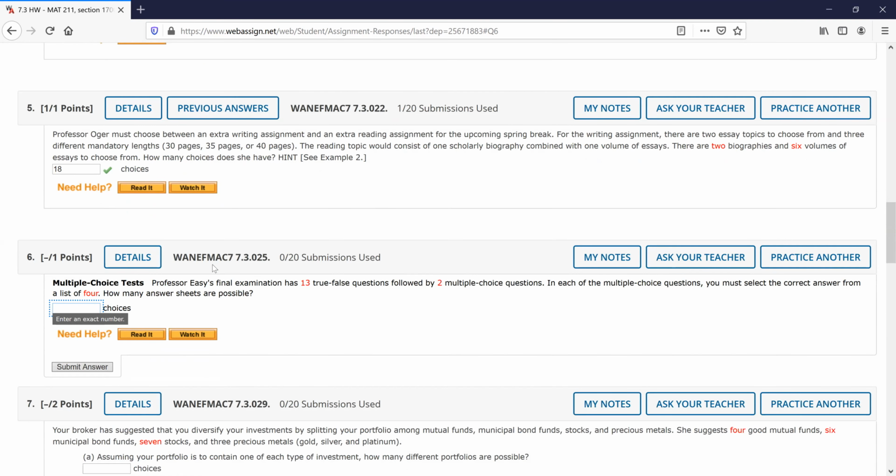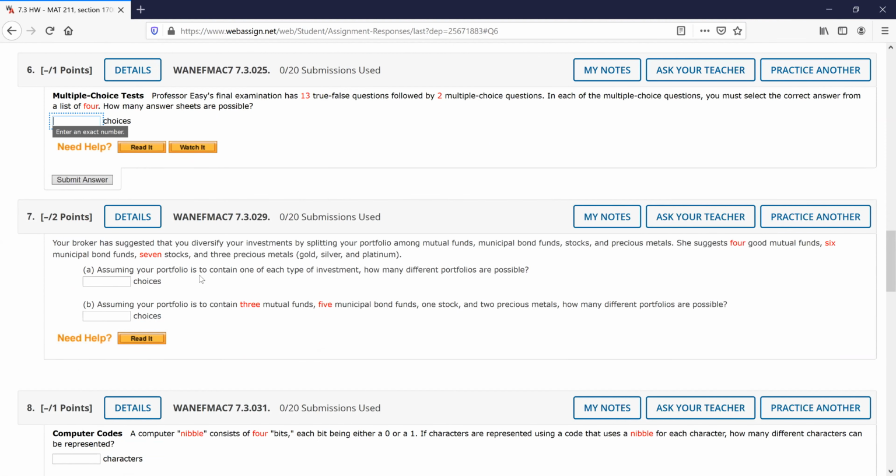So let's see. Professor Easy's final examination is 13 true-false questions followed by 2 multiple-choice questions. For each of the multiple-choice questions, you must choose the correct answer from a list of 4. How many possible answers are there? So there's 2 to the 13th possible answers for the true-false part. 2 to the power of 13, and then you multiply that by 4, since there are 4 answers, and there's 2 of those, so it ends up being a pretty big number, 131,072. Let me know if you want me to start showing work for these.